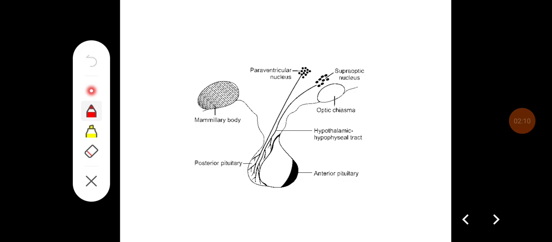So the hormones of posterior pituitary are actually synthesized in the hypothalamus, that is paraventricular nucleus and supraoptic nucleus, and through the hypophyseal tracts they reach the posterior pituitary and are transported along the nerves by axonal axoplasmic flow.